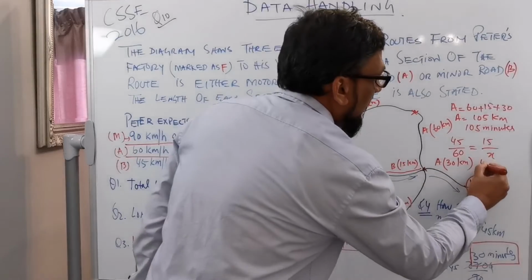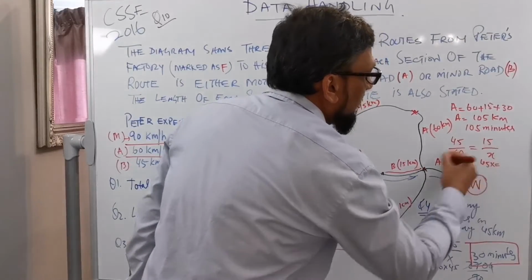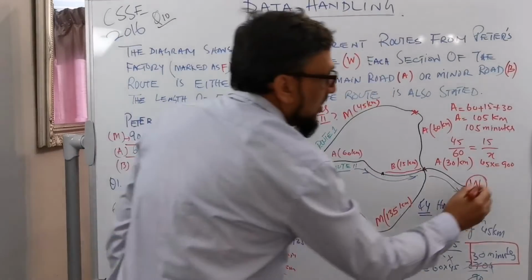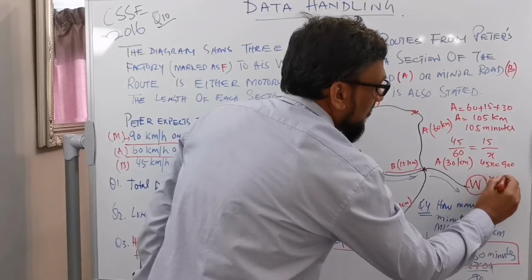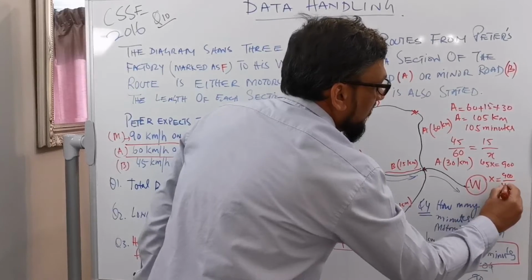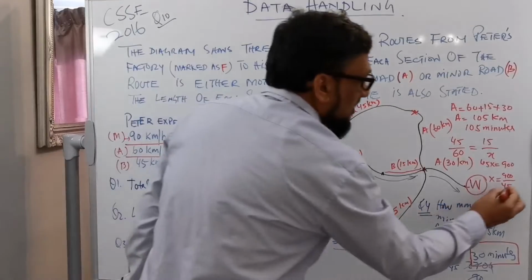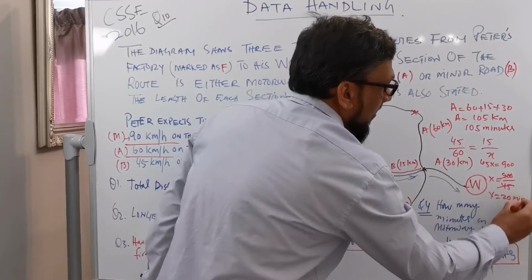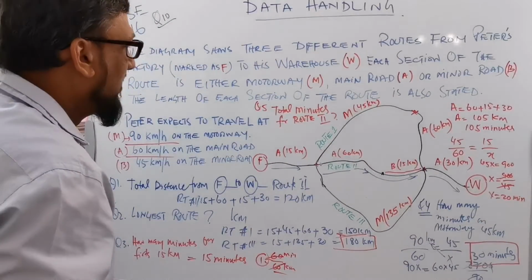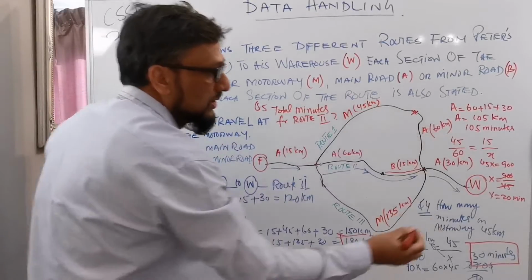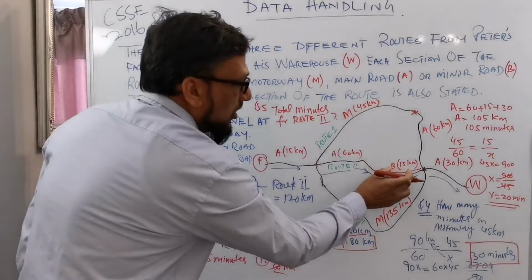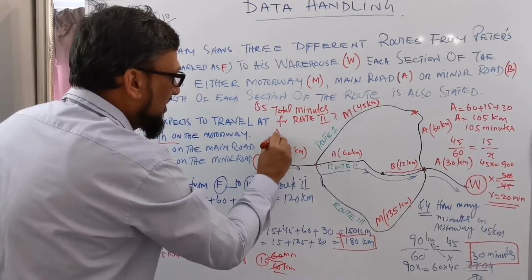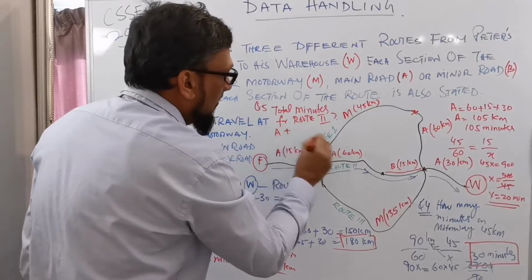So this has become 45x and 15 times 60 is 900. So it means x equal to 900 divided by 45. So it means x equal to 20 minutes. So for B, the answer is 20 minutes.